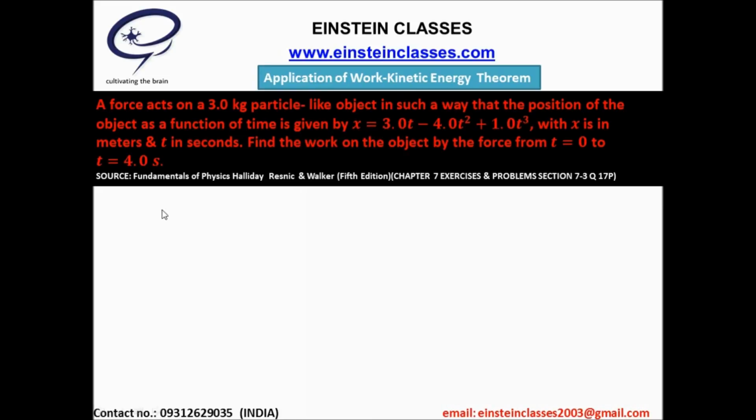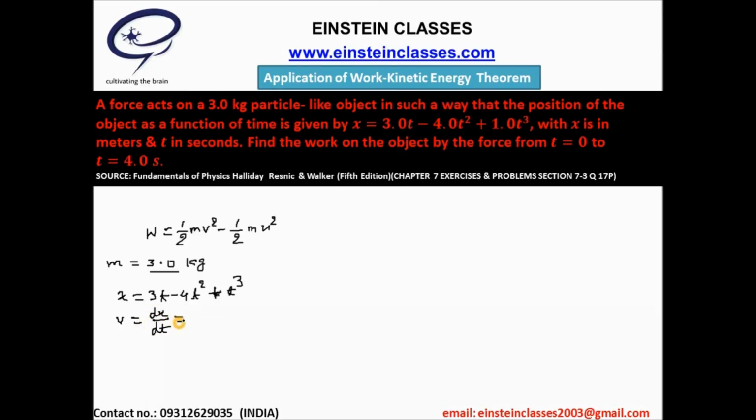The work will be given by, once again, final kinetic energy minus initial kinetic energy. Work done will be equal to half m into v square minus half m into u square. Here the mass is given as 3.0 kg. Now we have to find the value of v and u. How can you find the value of v and u? Here the position of the particle is given and we have to differentiate. To find the value of v, we have to take the differentiation of position x with respect to time t. That means we have to find the value of dx by dt.